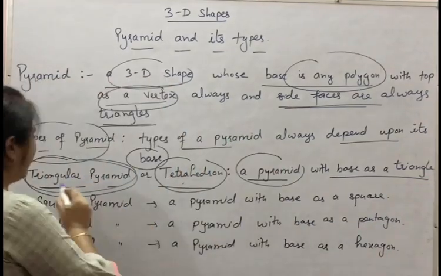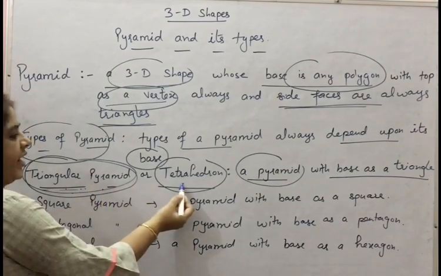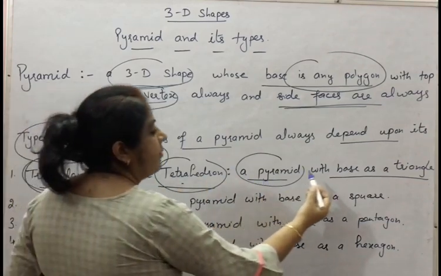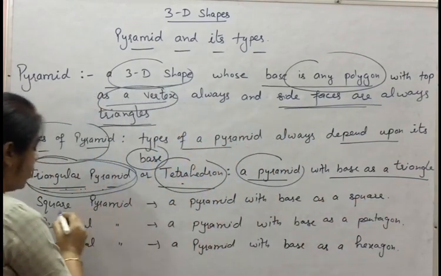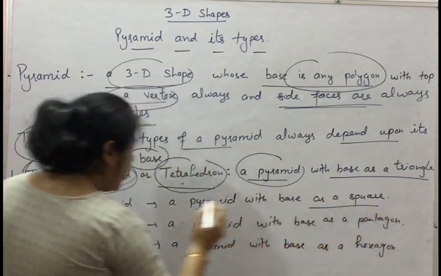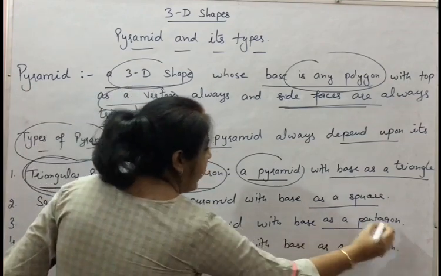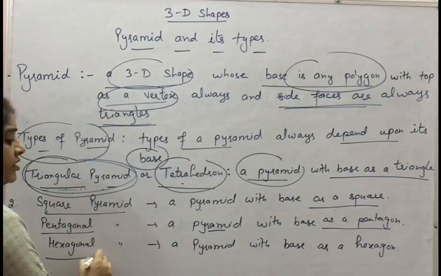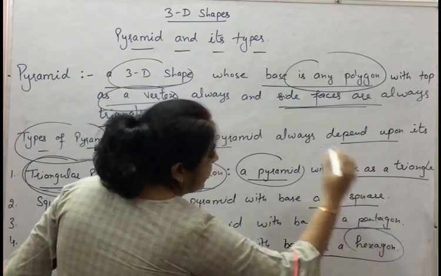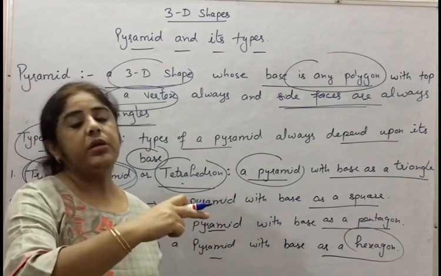So students, what is a triangular pyramid? Another name for a triangular pyramid is tetrahedron. So what is a tetrahedron or triangular pyramid? A pyramid with a triangle as its base. What is a square pyramid? A pyramid with a square as its base. What is a pentagonal pyramid? A pyramid with a pentagon as its base. What is a hexagonal pyramid? A pyramid with a hexagon as its base. So the type of pyramid depends on its base.